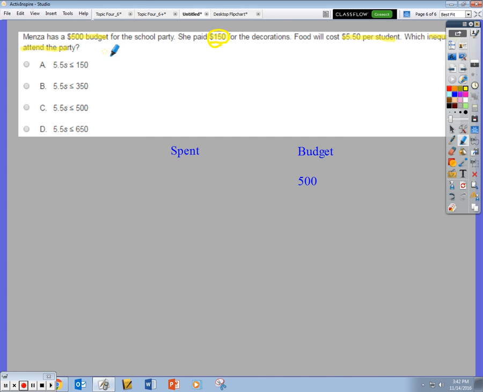Now here's my first thing. I'm thinking that one of the things we spent $150 on decorations. Now, that comes out of our budget. So if we subtract the $150 from the $500, we no longer have a $500 budget. We have less. We now have $350. I can spend up to, but not over, $350. So that means my spent side must be less than. It can be less than, but it can be up to, so it can be equal to $350.